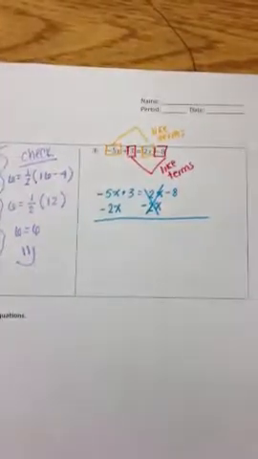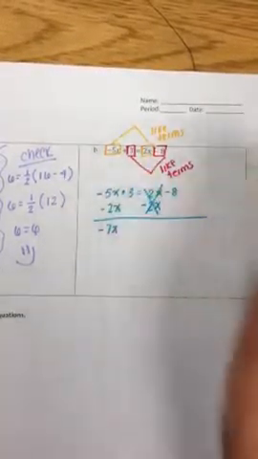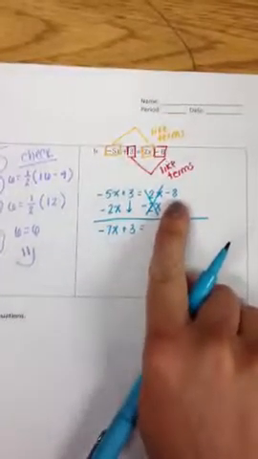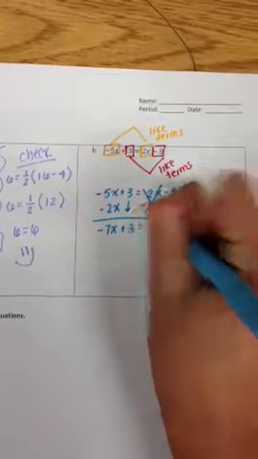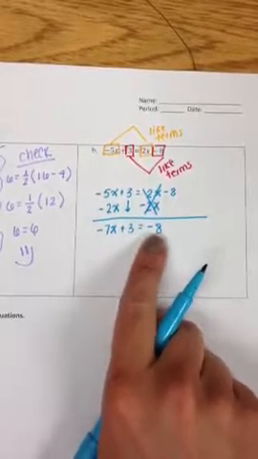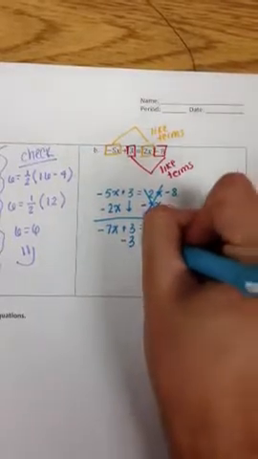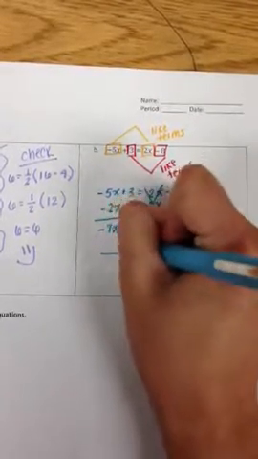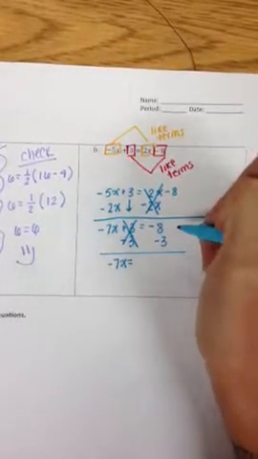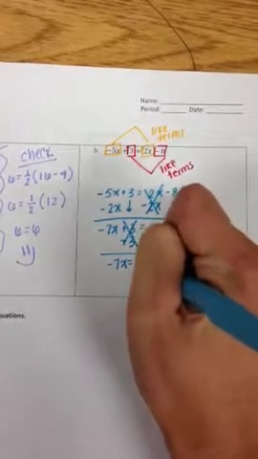These cancel. -5x minus 2x is -7x. Drop down your plus 3 equals. All I have left over here is a -8. Now I have all my x's on one side. Now I need to get all of my numbers on the other. So I have a plus 3, work the inverse, subtract 3 from both sides. And I have -7x equals -8 minus 3, which is -11.